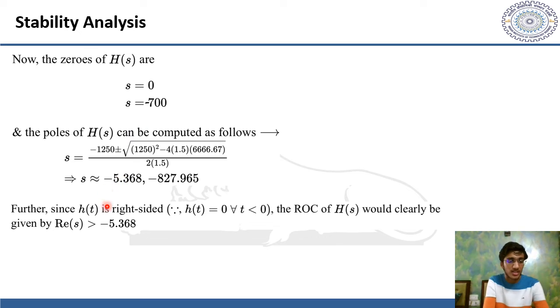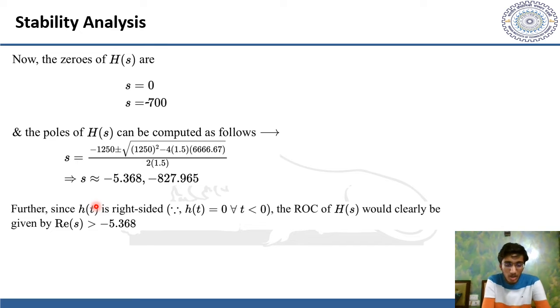Furthermore, we note over here that H of t is right-sided, that is, the impulse response of the given system is right-sided. Why is it right-sided? Because H of t is 0 for all values of t less than 0. Why is this condition given here? We note that this condition is essentially because the system represented by the transfer function HFS or even H of t is a causal system.